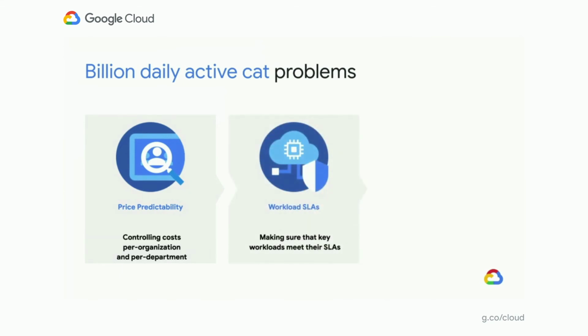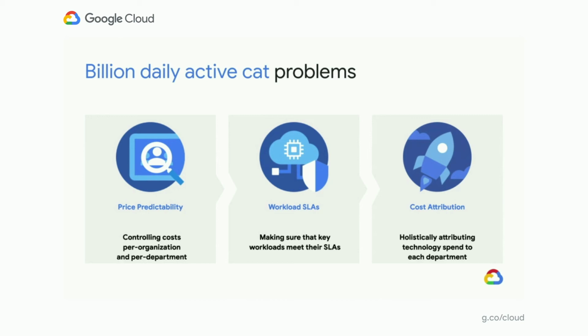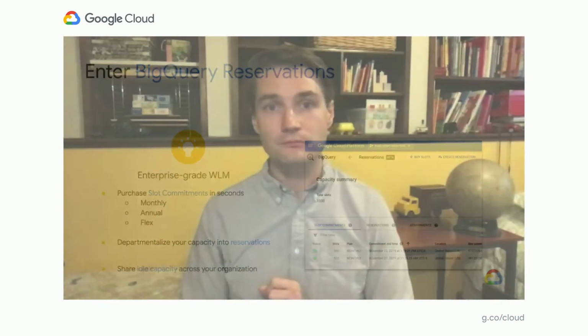We also have some really critical SLAs. We actually run our machine learning models often right in BigQuery. So those are very important workloads that we have, and we need to make sure that those get the right resources and they finish in the right amounts of time. So that's critical for us to have workload management capability. And the third one is cost attribution. Again, we should be able to trace every single action that's happening in our environment and down to the user that has caused that action so that we can attribute costs. So these are all very much enterprise-grade, billion daily active cat problems that we're facing.